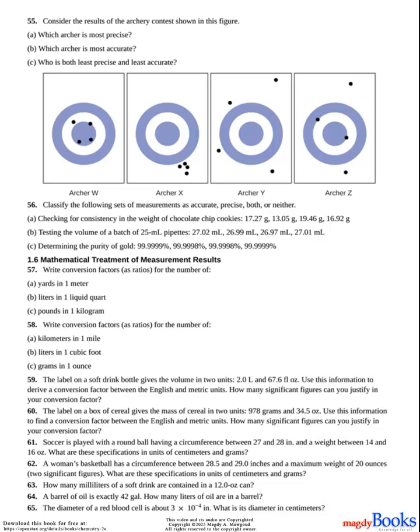C. Determining the purity of gold: 99.9999%, 99.9998%, 99.9998%, 99.9999%.